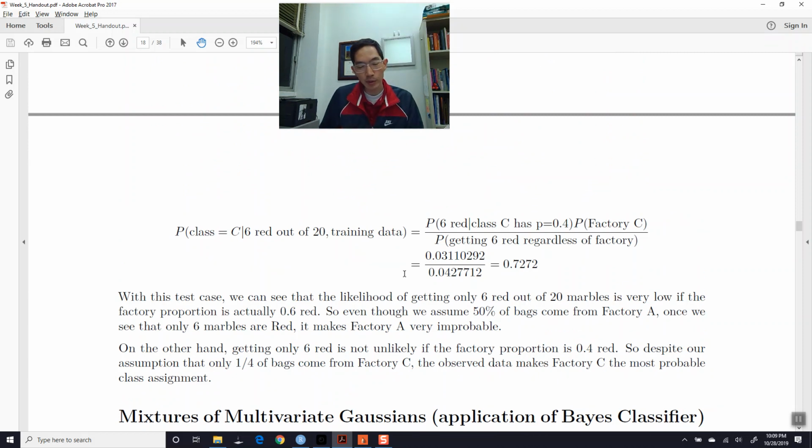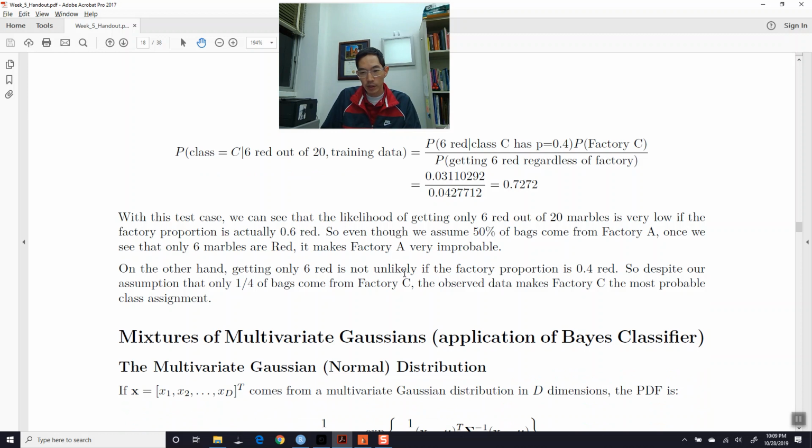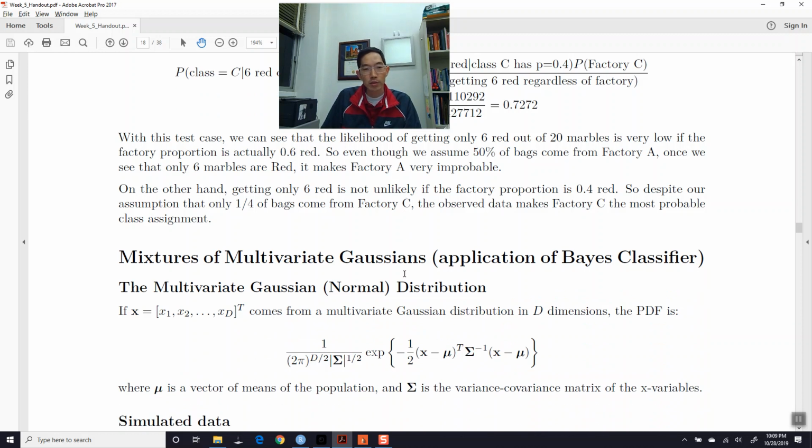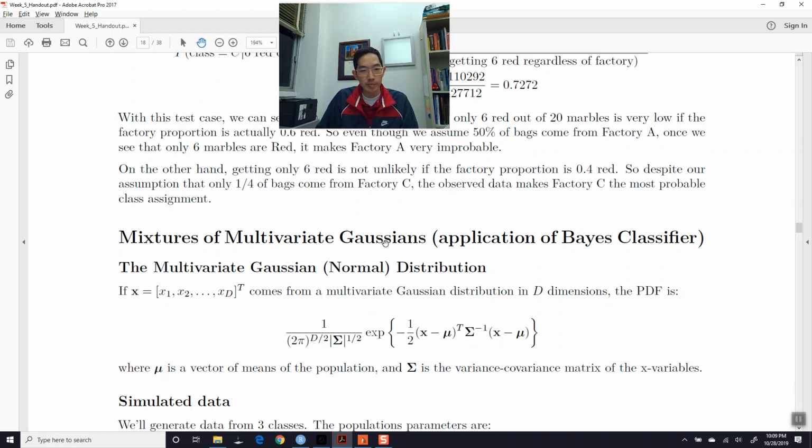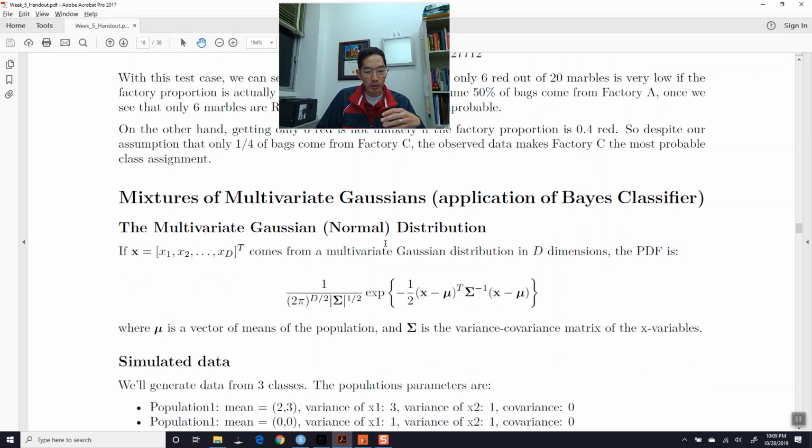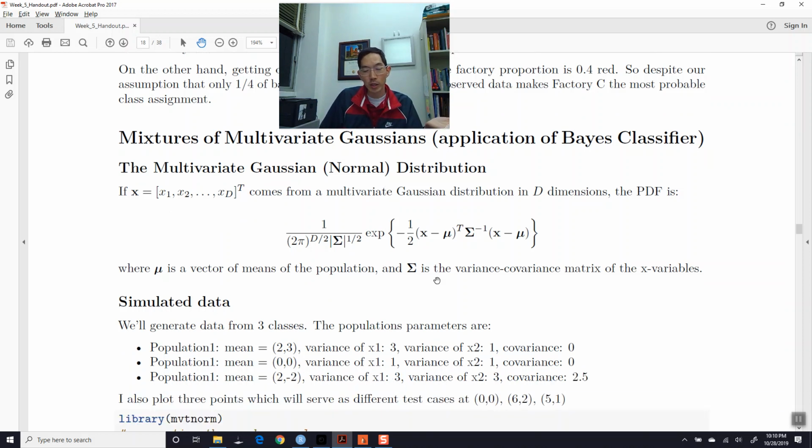Here's another example of the Bayes classifier where we're going to apply it to a mixture of multivariate Gaussian distributions here, okay? So here we're going to look at some normally distributed data, and it's going to be multivariate. So we've got a normal distribution, but here we're going to just look at it in 2 dimensions.